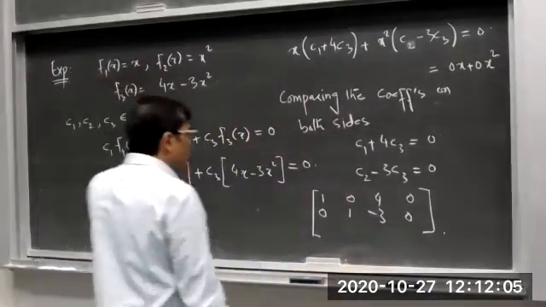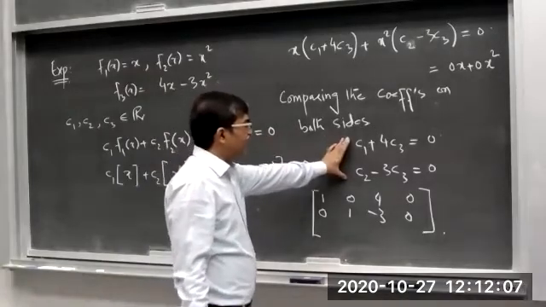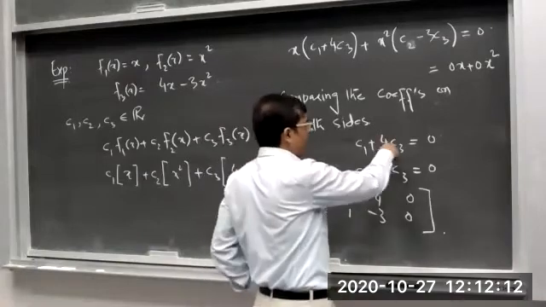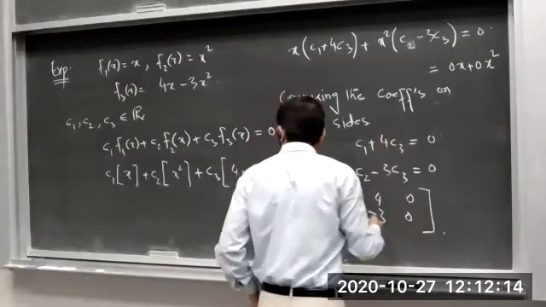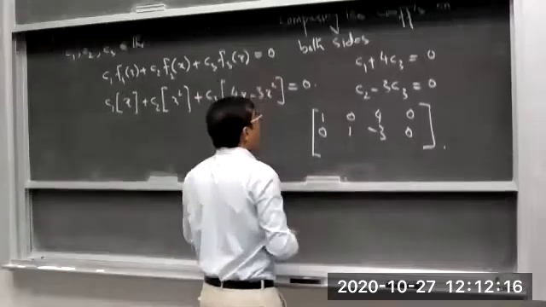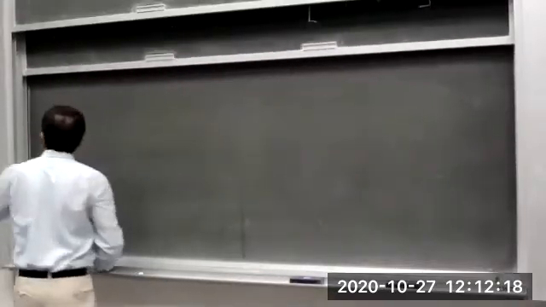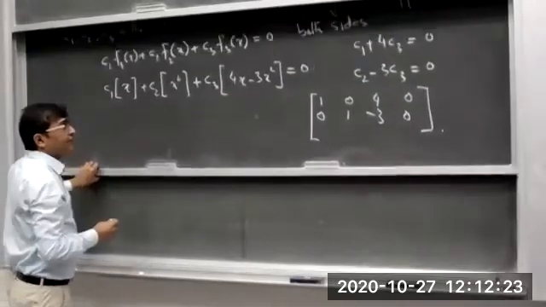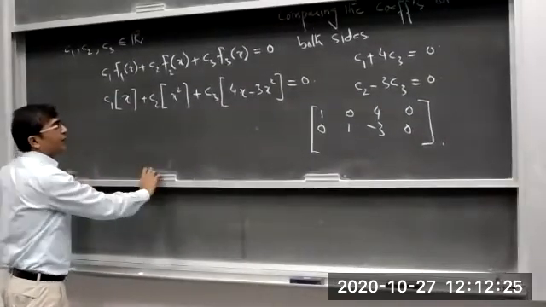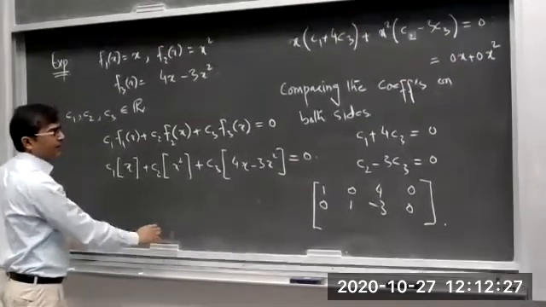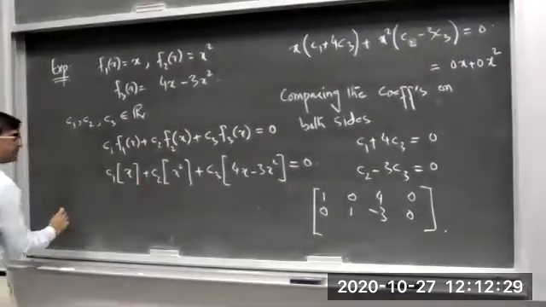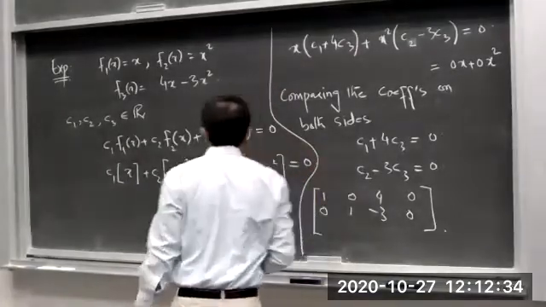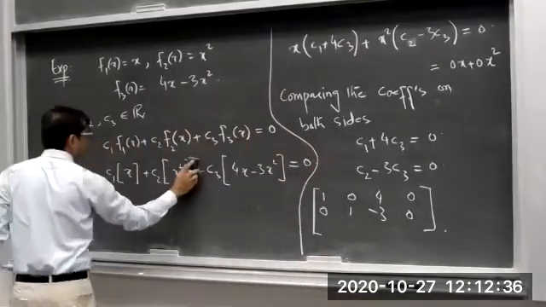But we have two equations and three unknowns. So one variable, you have to make a free variable. I hope you remember linear algebra. How do you solve a linear system of this kind? So we have to put a free variable here. For example, we put C3 as a free variable.